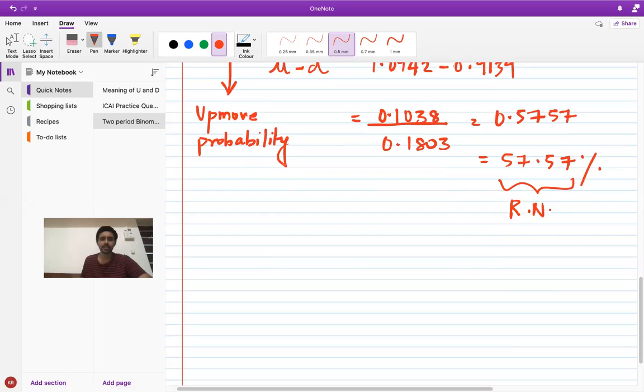I'm getting annoyed with this video, because in Excel I have to move it to the right, in Notepad I have to move it to the left. Okay, fine. And 1 minus P is basically 0.4243.